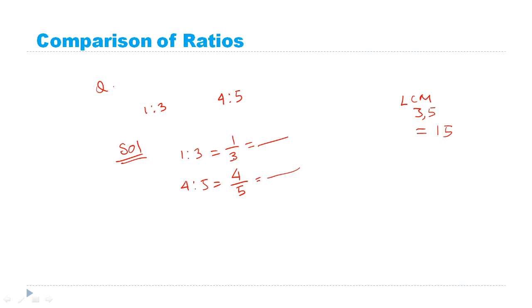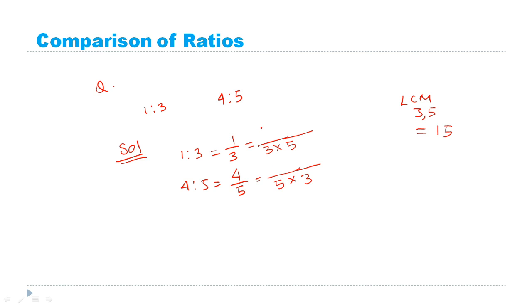So with this 3, just try to understand, what will we multiply with this 3 to make it 15? 15 is the LCM. Okay, so you will say, multiply 3 with 5, right? Because 3 fives are 15. And in a similar way, what will be multiplied with this 5 to make it 15, the LCM? So you will say 3.